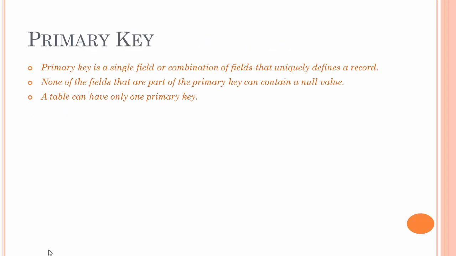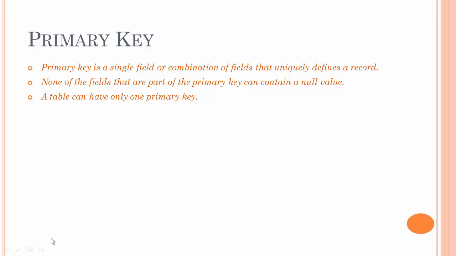What is primary key? Primary key is a single field or combination of fields that uniquely define a record, and primary key must contain unique values and cannot contain null values. A table can have only one primary key.